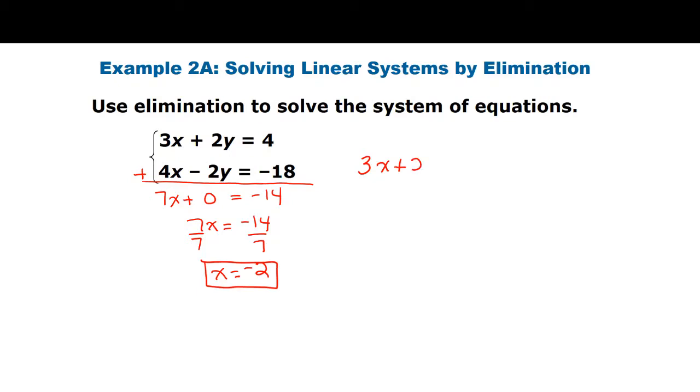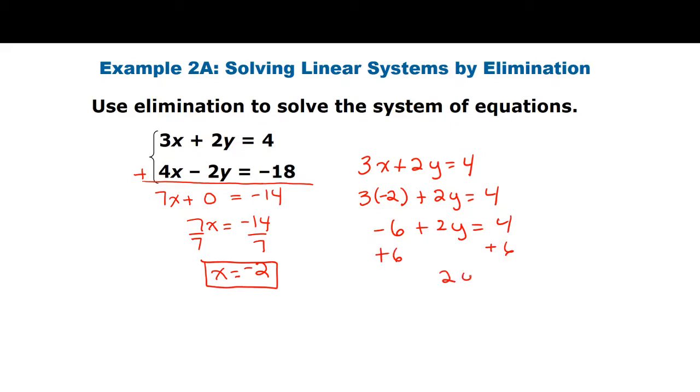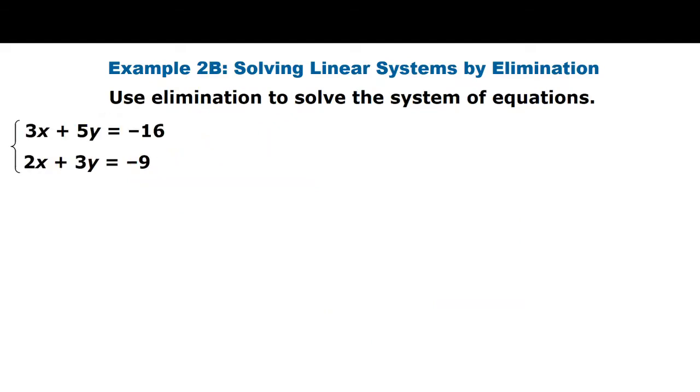3x plus 2y equals 4. So let's substitute negative 2 for x. So 3 times negative 2 plus 2y equals 4. So we have negative 6 plus 2y equals 4, plus 6 to both sides. So 2y equals 10, and we can see that y will equal 5. So our solution set is going to be negative 2, 5. And there it is.